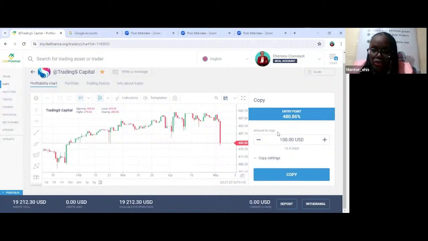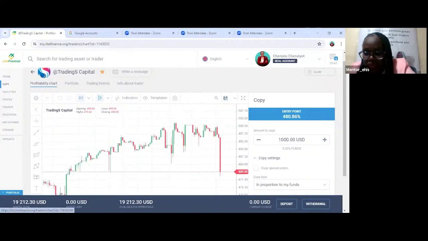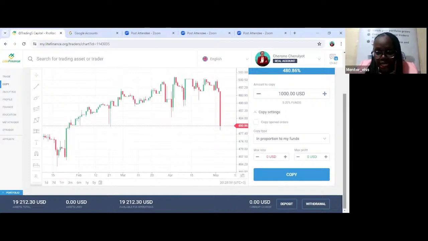Let's say you've settled on this particular trader and you have decided to copy this person. You come here, allocate the kind of funds you want. Let's say I want to allocate 1,000. He had mentioned the minimum funds you can copy him is 1,000. So you just feed 1,000. That is 0.57% of my funds. On the copying settings, please be very keen on this section. He had mentioned the minimum amount to copy him is 1,000, and that you copy opened orders.